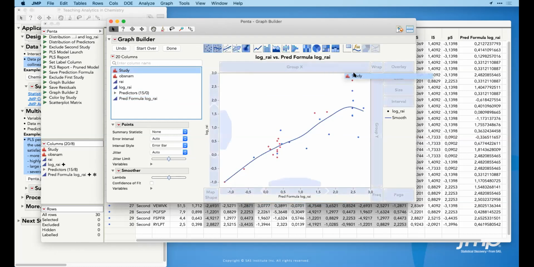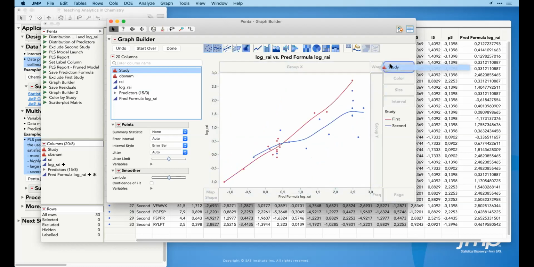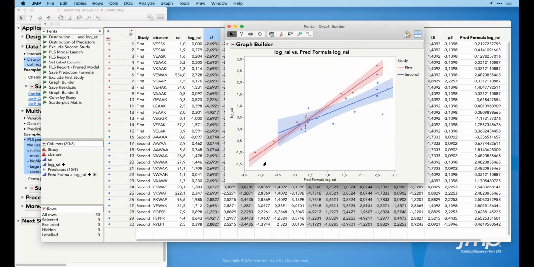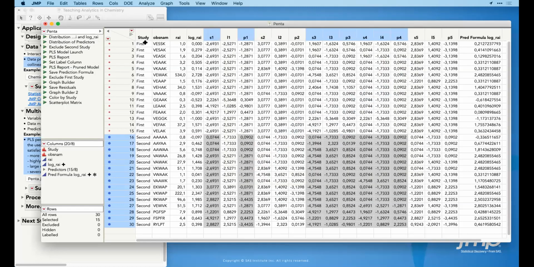But I want to have this by study. So here I can do this or this, and now I switch to align. And now we see that for this actual by predicted plot, for the first study, the model looks quite good because this is close to the diagonal of this graph. But for the second model, for the second study, we really have some bias here. And that's maybe a good point to discuss also in class.